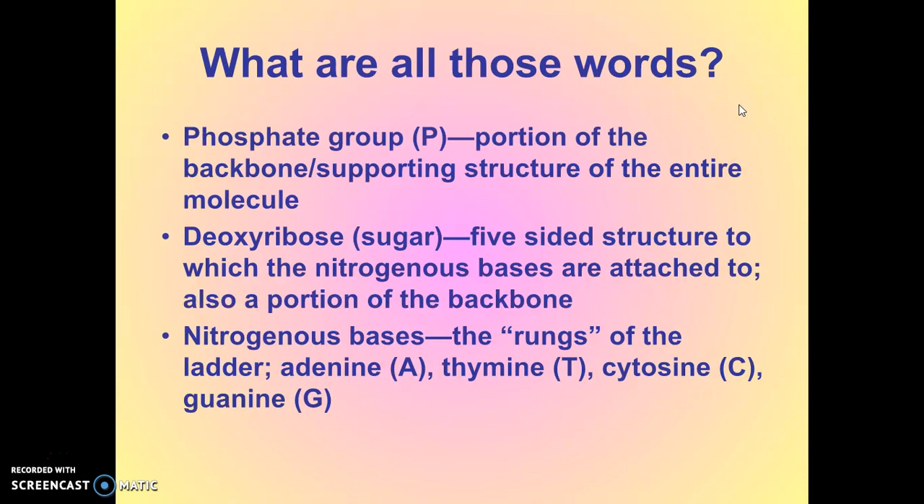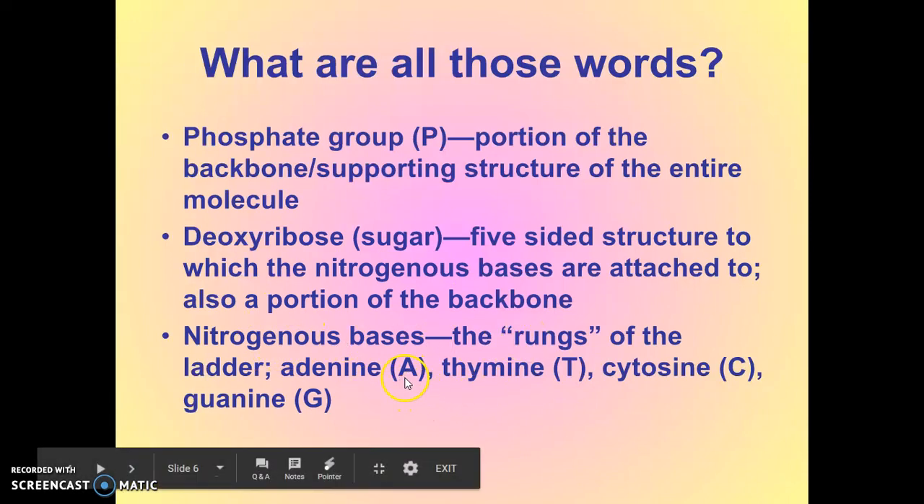So what do all these words mean? Phosphate group is the backbone supporting structure of the entire molecule. Deoxyribose is the sugar. That's the five-sided structure. It's attached to the bases. It's also a portion of the backbone. And then you have the nitrogenous bases, which are the rungs of the ladder, made up of potentially A, T, C, and G.